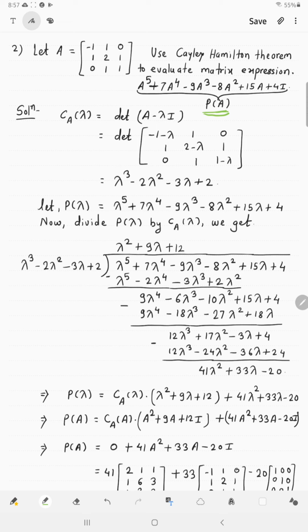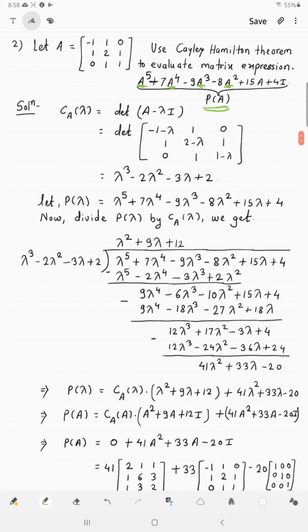Now what is the application here? If I have to directly find out this p of A, then I have A, then I will find out A square. Now you know matrix multiplication is very complex, it has huge multiplication, huge counting. So finding A square is okay, but finding A cube is nothing but A square into A. Now finding A raised to 4, finding A raised to 5, it takes a lot of time. To reduce all this, we have this Cayley-Hamilton theorem.